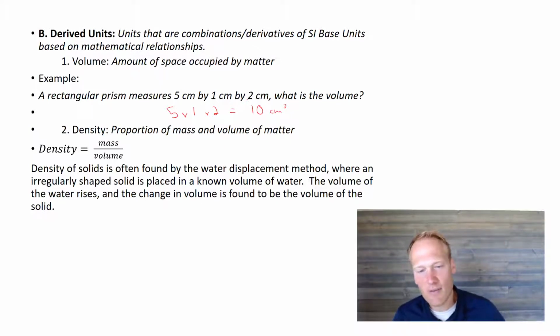Density is another derived unit when we have mass and divide it by volume. It's a ratio of mass to volume. And so we can calculate the density of an object if we have its mass and its volume.